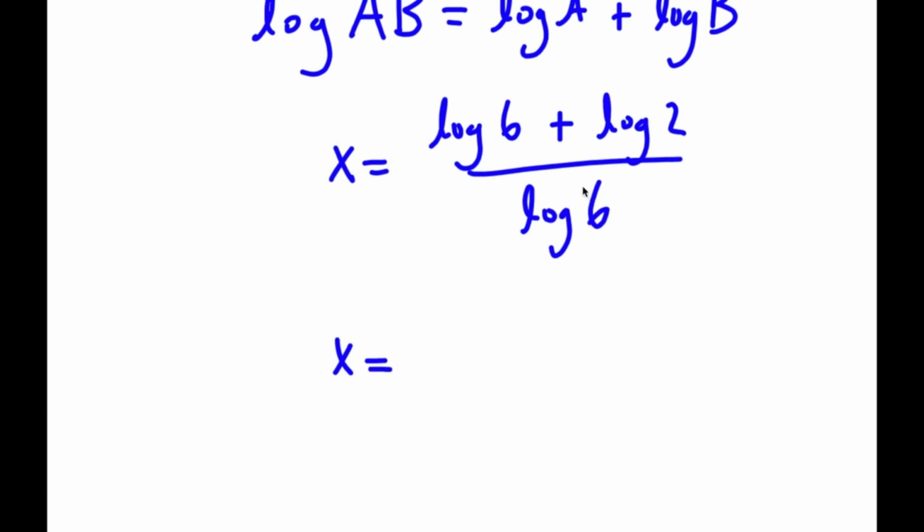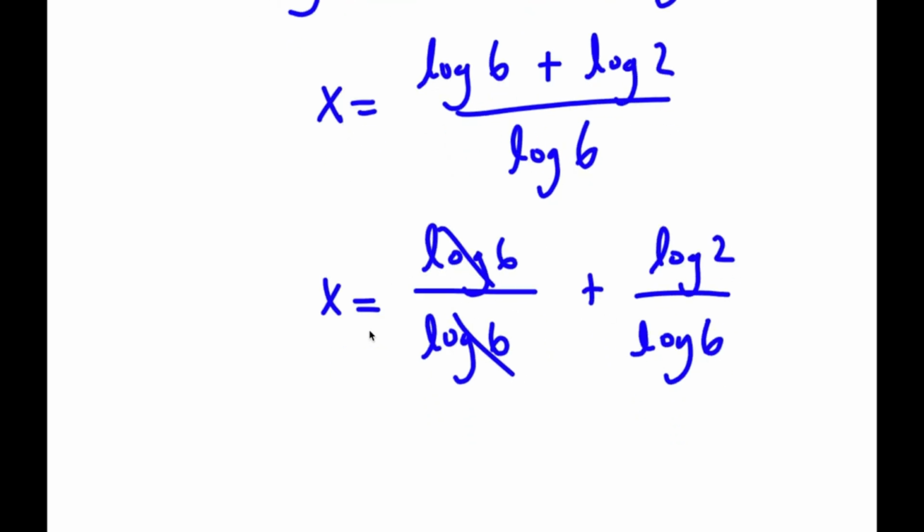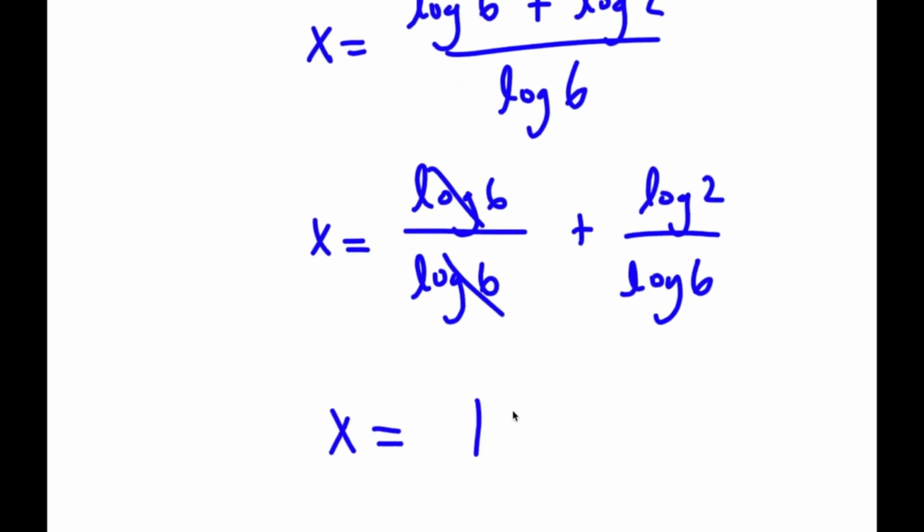Now log 6 plus log 2 over log 6 is the same thing as log 6 over log 6 plus log 2 over log 6. Now, log 6 and log 6, these two cancel out. So now I have x is equal to 1 plus log 2 over log 6.